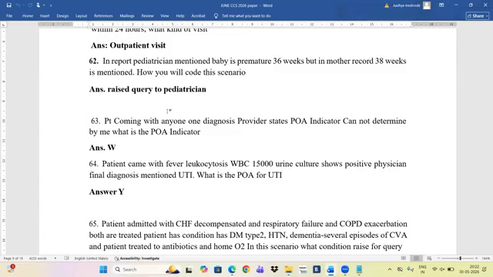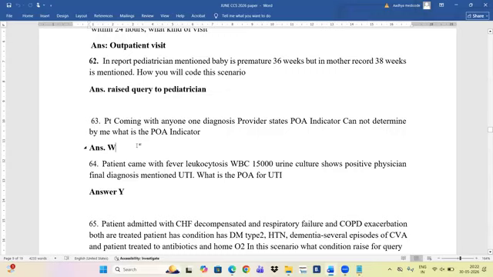Clear? So you will get options like raise query to the pediatrician, raise the query to obstetrician, code as per the 36 weeks of gestation, code as per the 38 weeks of gestation options. Okay. So plan for the query for pediatrician.